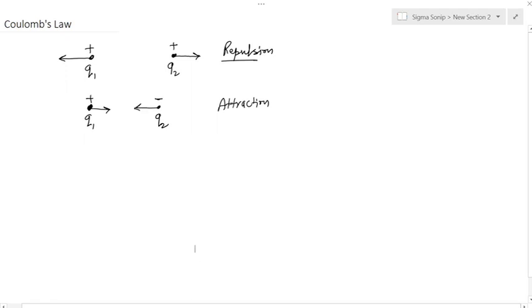Now Coulomb's law gives us the magnitude, or the value, of this force of repulsion and attraction. So let me write here: Coulomb's law gives us the value of this force of attraction or repulsion, right?